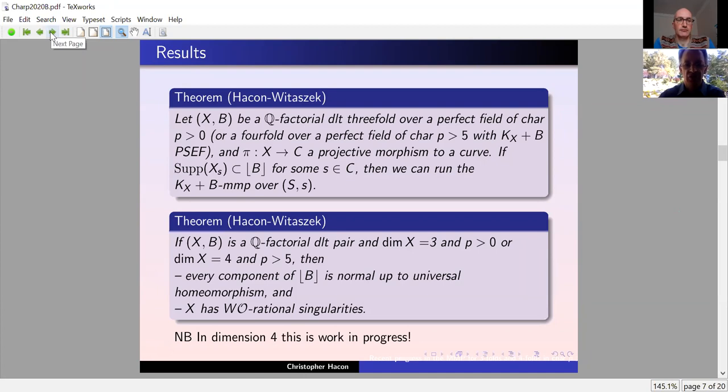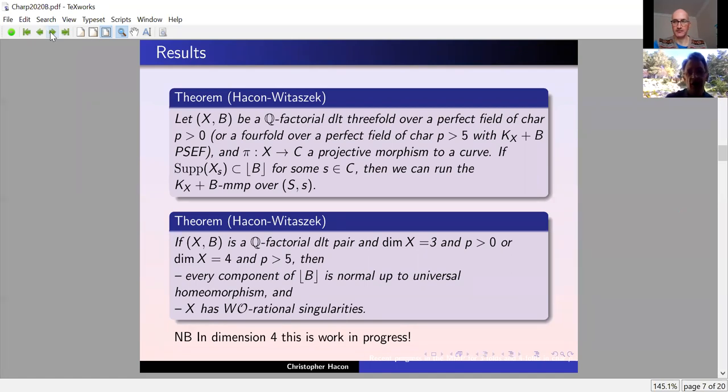Okay, and I should caution that in dimension 4, this work is written down, the manuscript is almost complete, but it's definitely still work in progress. So hopefully the statements won't evolve too much.